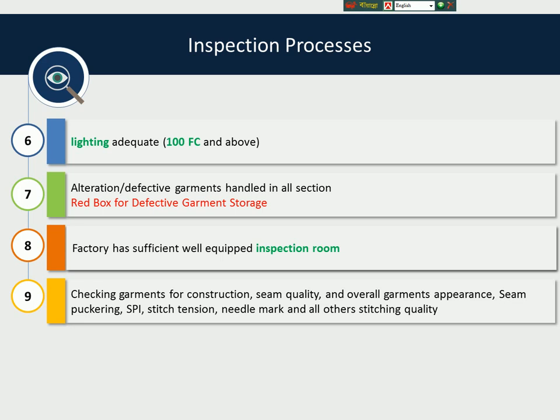Alteration of defective garments handled in all sections. Red box for defective garment storage. Factory has sufficient well-equipped inspection room. Checking garments for construction, seam quality and overall garment appearance. Seam puckering, SPI, stitch tension, needle mark and all other stitching quality.